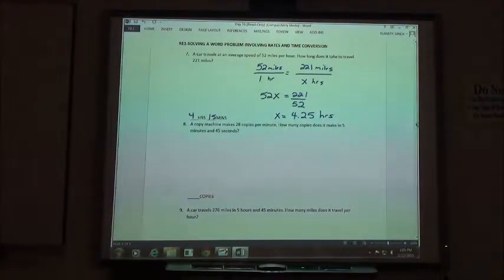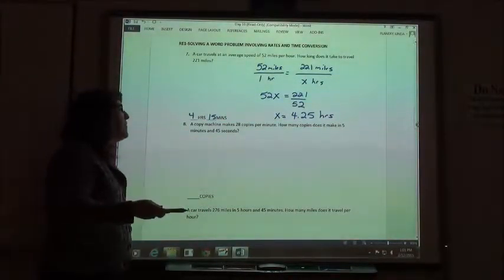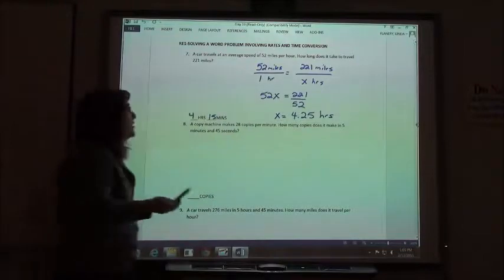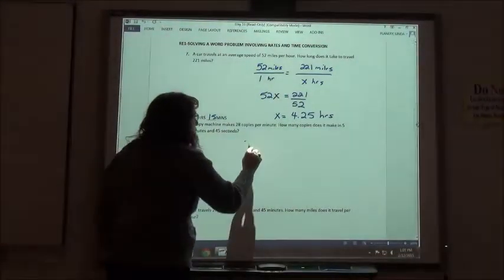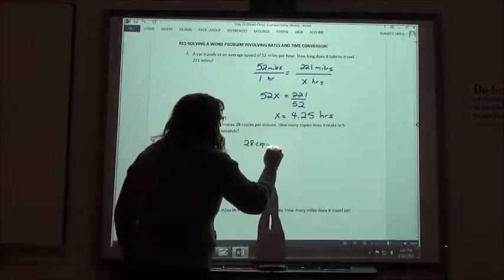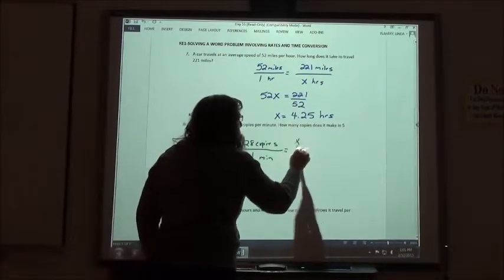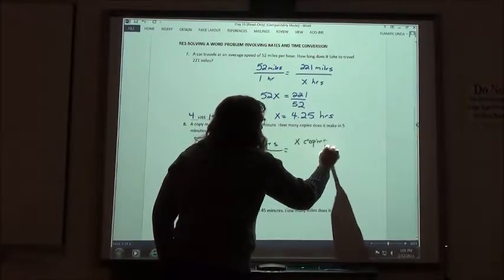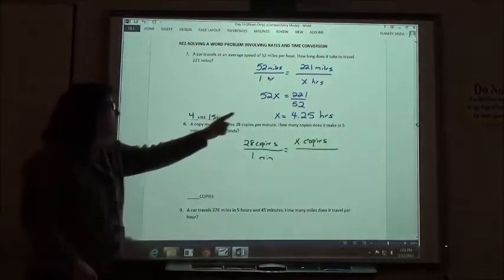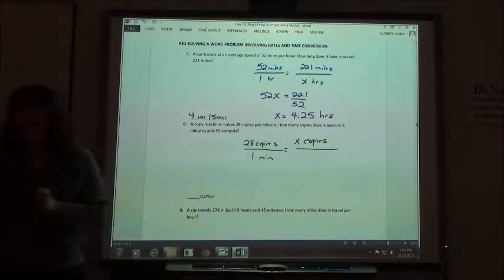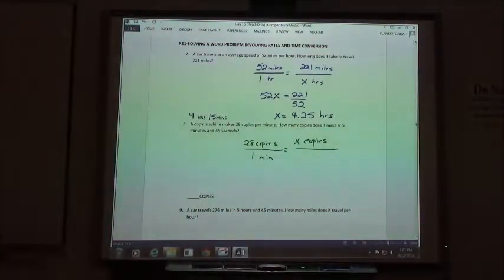Ah, there you go. A copy machine makes 28 copies per minute. How many copies does it make in 5 minutes and 45 seconds? So again, if I set up a proportion, 28 copies in 1 minute. We want to know how many copies, and here's the spot. I've got 5 minutes and 45 seconds, so I want to change that 45 seconds into a decimal. So I'm going to use 5.75.